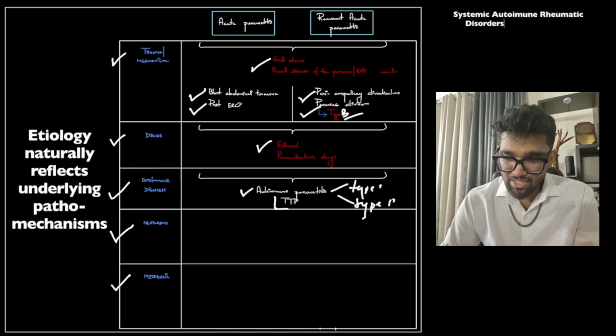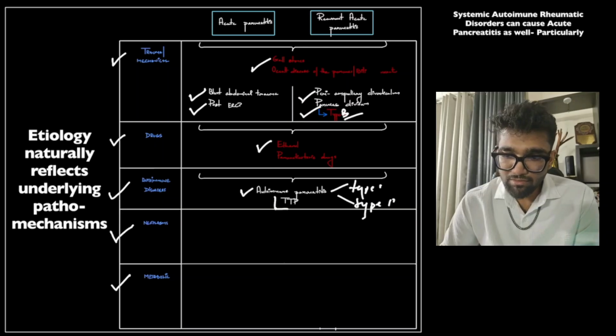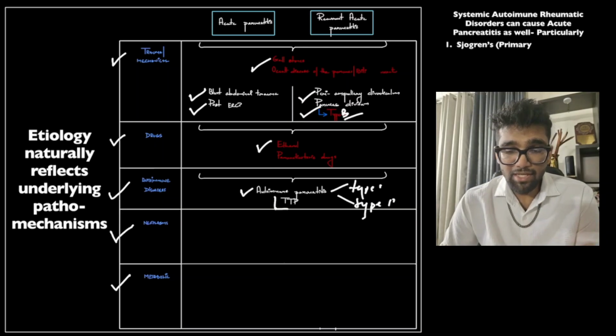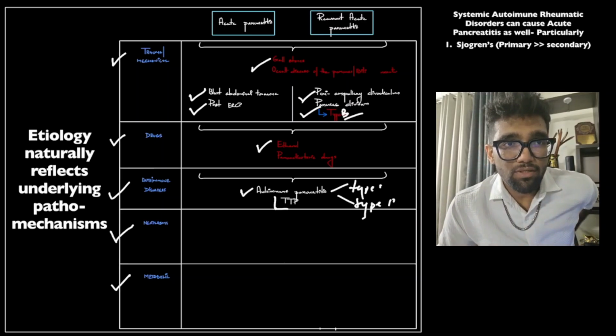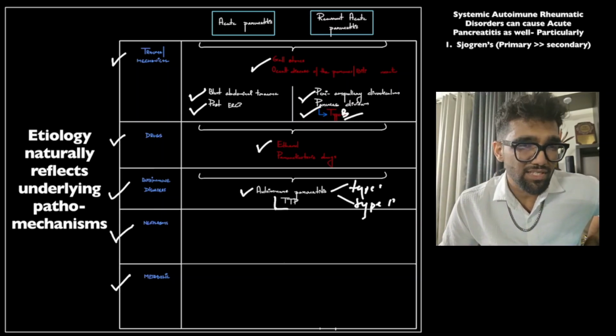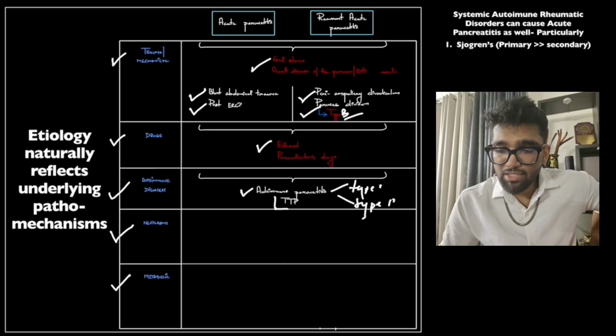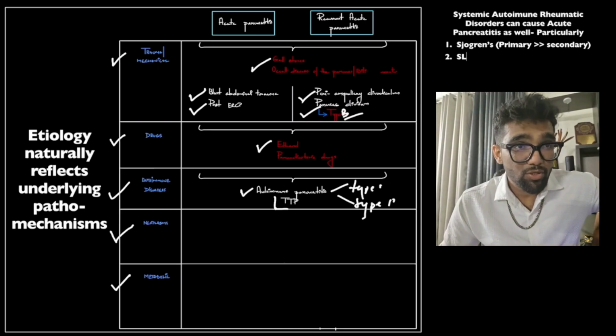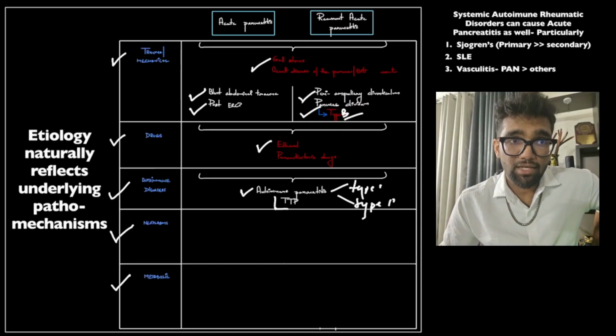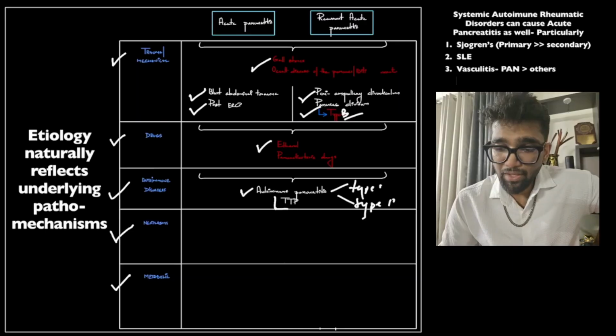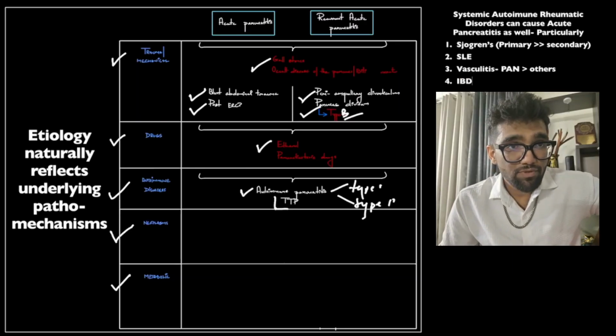Then we have neoplasias. Okay. Now, one important thing that one needs to consider is that systemic autoimmune rheumatic diseases can also cause pancreatitis. This is particularly the case with Sjogren's syndrome, primary more than secondary, because obviously there is an anti-epithelial immune response happening there. But it is also the case, very importantly, in systemic lupus erythematosus, as well as in forms of vasculitis, particularly, as I just discussed, polyarteritis nodosa, and also in the case of inflammatory bowel disease.